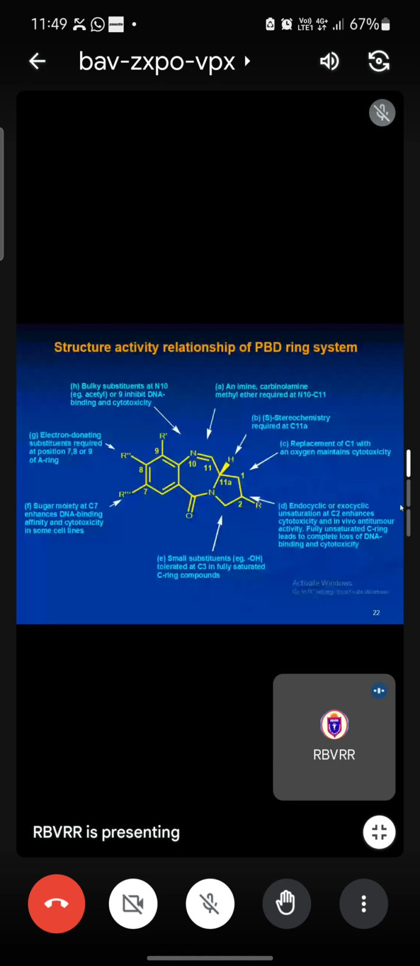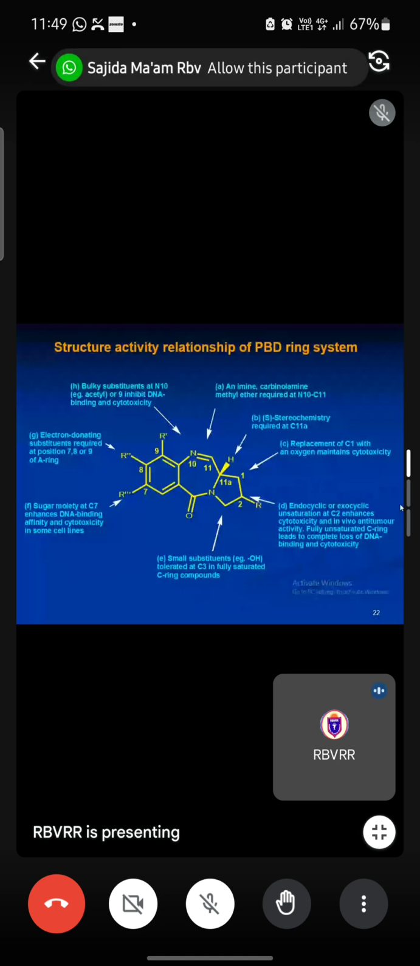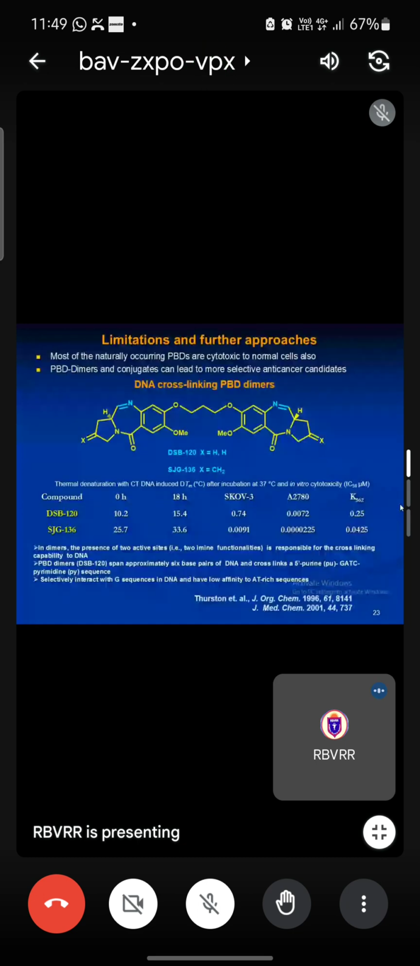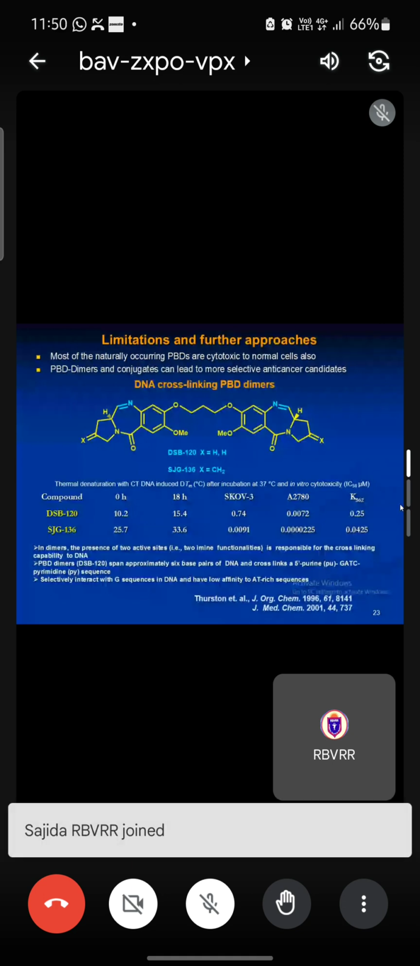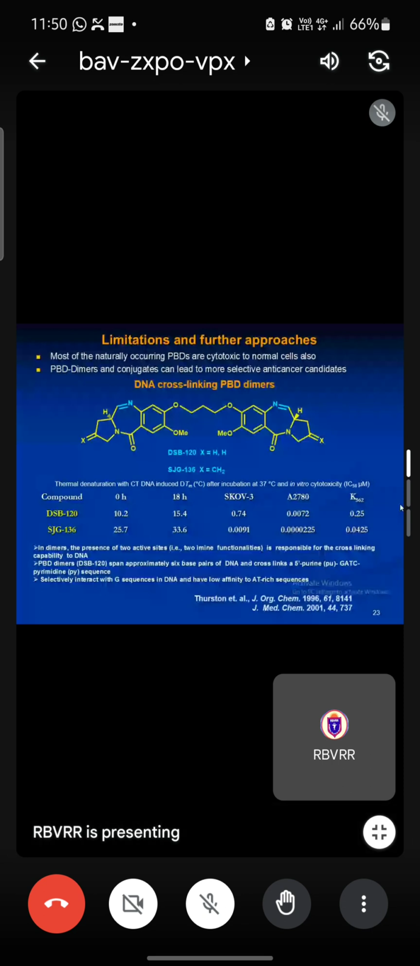Now, I'll give you an example which has come from Thurston's group. You have seen the pyrrolobenzodiazepine. Now this is a dimer of pyrrolobenzodiazepine with a spacer. It's an alkane spacer. As I said, the C8 position is okay for attaching things. So they designed such a molecule so that the single monomer has a 3-base sequence pair. Once you have 2 in the same molecule, what was expected was that it will span 6 base pairs.